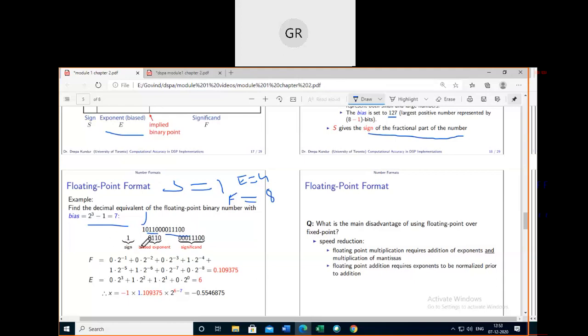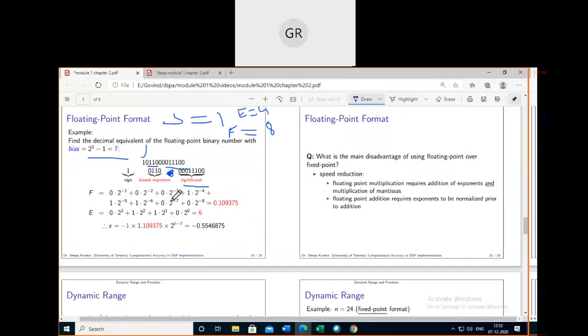Here one is the sign, then the biased exponent, and the significand. Here the dot will come, the decimal point, the implied binary point. After the binary point, whatever value is given, when we convert to the decimal value: 0 into 2 raised to minus 1, plus 0 into 2 raised to minus 2, plus 0 into 2 raised to minus 3, plus 1 into 2 raised to minus 4. See this part, it becomes 0.109375. Just remember this.